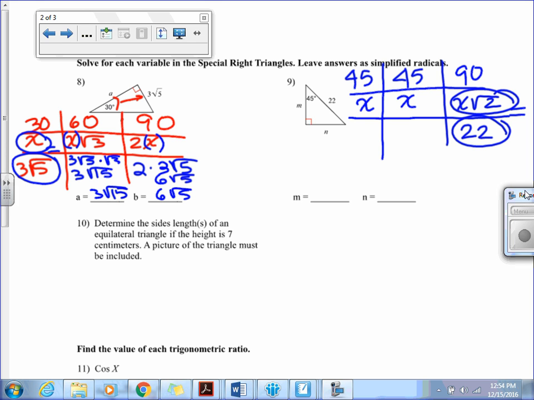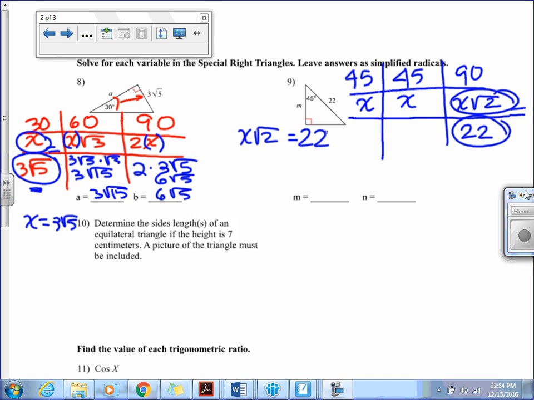Just like here, x equals 3 square roots of 5, there's no math to do here because the x is by itself. When I do it over here, I have x times the square root of 2 equals 22. Is the x by itself? No. I have to get rid of that square root of 2 because I need it to say x equals. So sometimes there's extra work to do, like number 9, but sometimes it's like number 8, and there's no more work to do once we fill in the table.